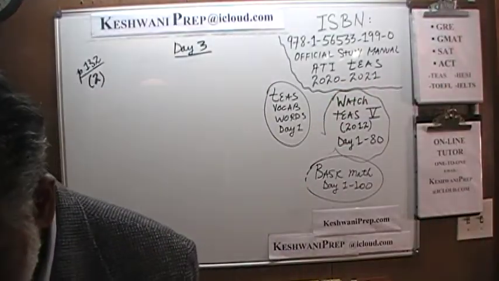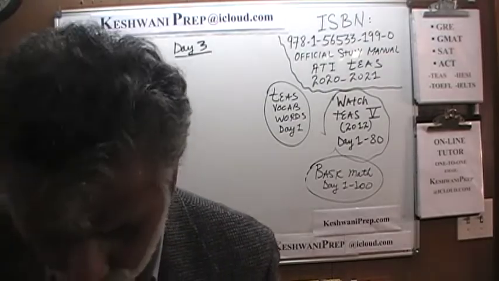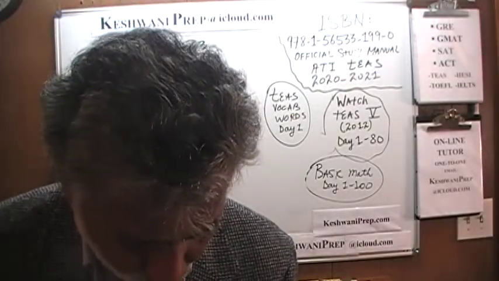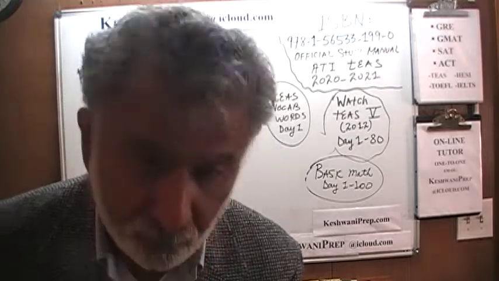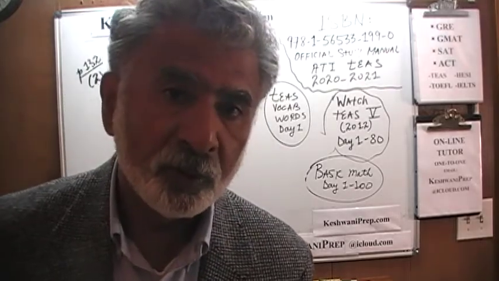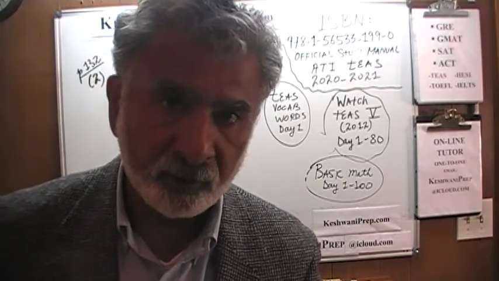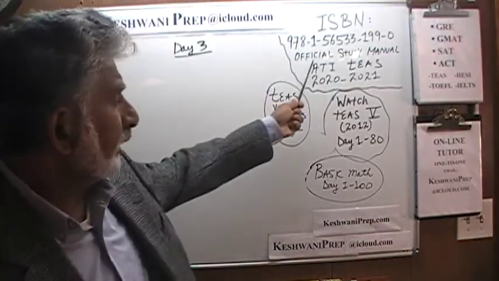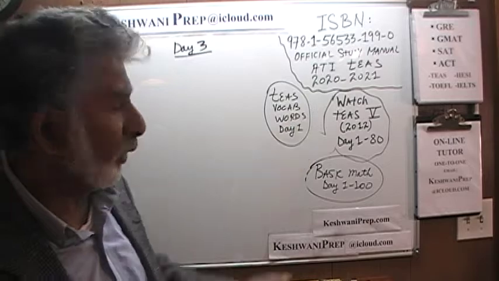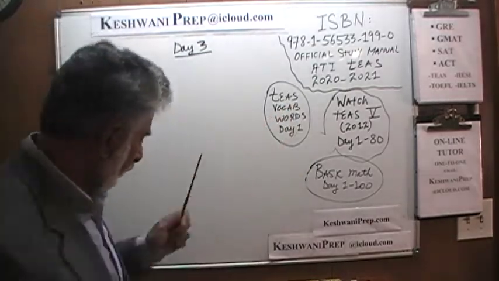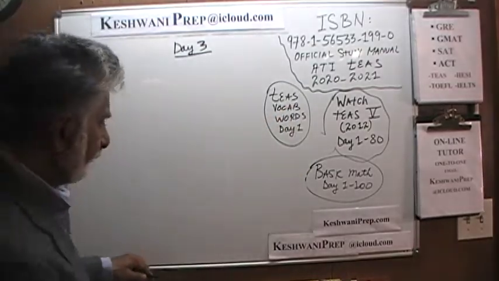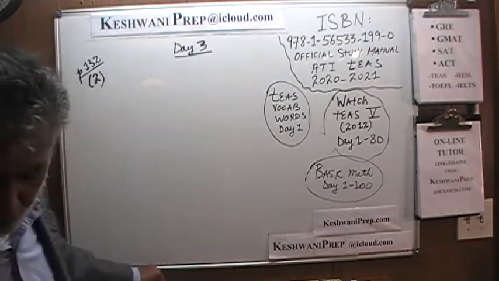Today, we are on page number 132. Page 132, you will find five problems there. We did problem number one yesterday on day two. Today we'll work on the remaining four problems. The name, the title of the book, the ISBN number is all in the book, all on the blackboard there. You can find it very easily. You must have the book in front of you, as I said.